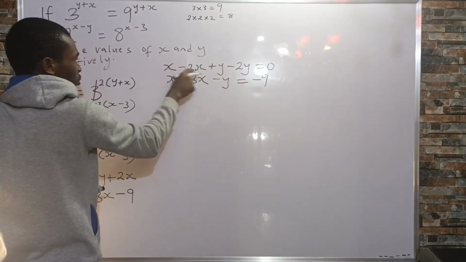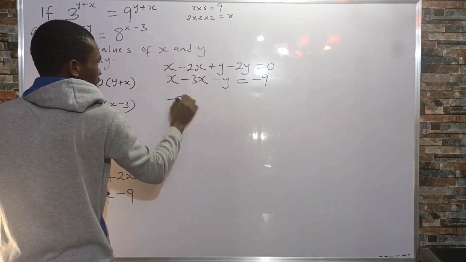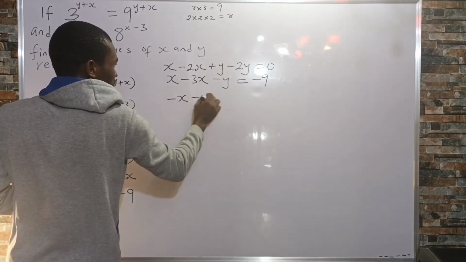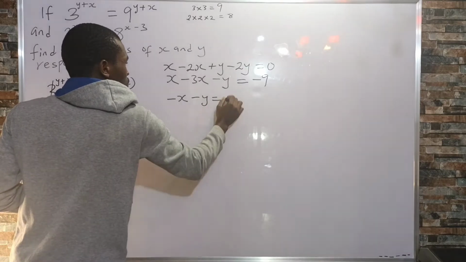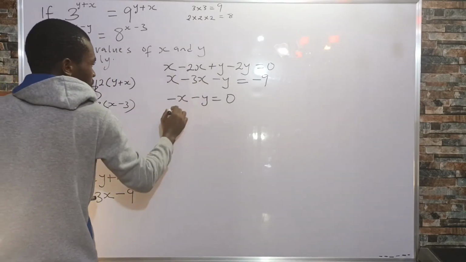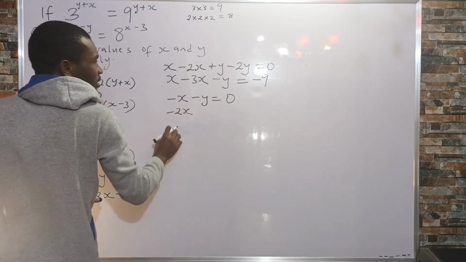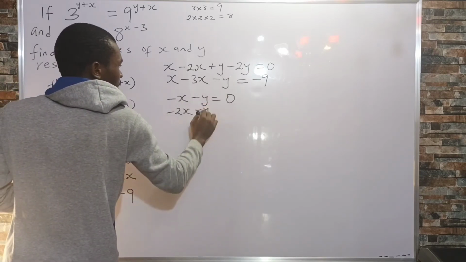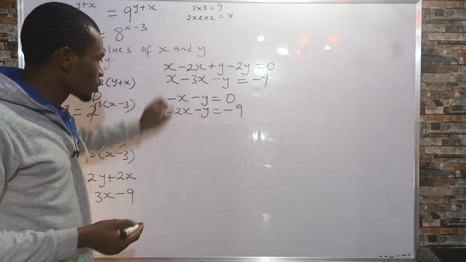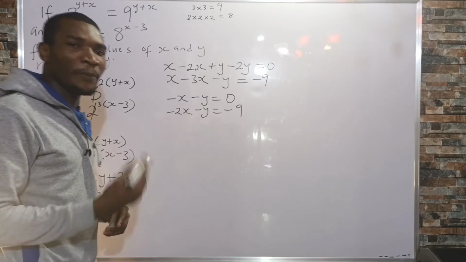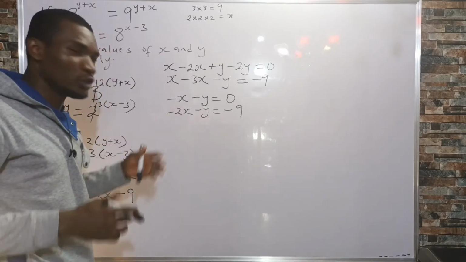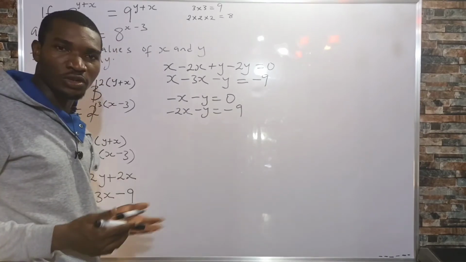So let me add up. Remember that x minus 2x will give us negative x. Then plus y minus 2y will as well give us negative y, and that is equal to 0. Then coming here also, x minus 3x will give us negative 2x, then minus y, and that is equal to negative 9. So looking at the two equations we have on the board, they are a pair of linear equations, and we could solve them simultaneously using any of the methods of solving simultaneous equations.